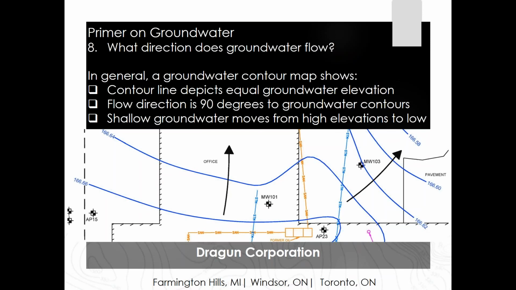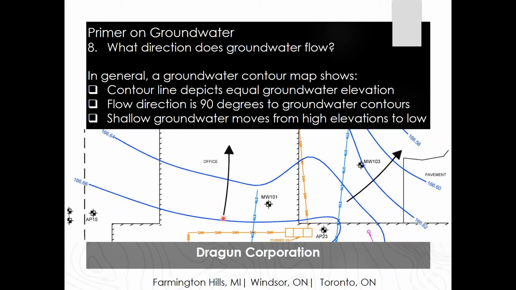What direction does groundwater flow? And in general, we use what's called a groundwater contour map to indicate that. The groundwater contour map has a number of different components. It's got these contour lines in blue, which are lines that join points of equal groundwater elevation. And they've got different values. So it's like contours on a hill, but this is contours on the water table.